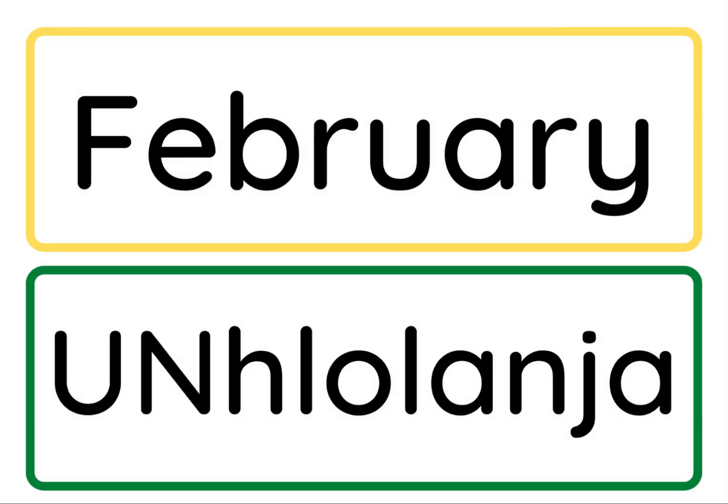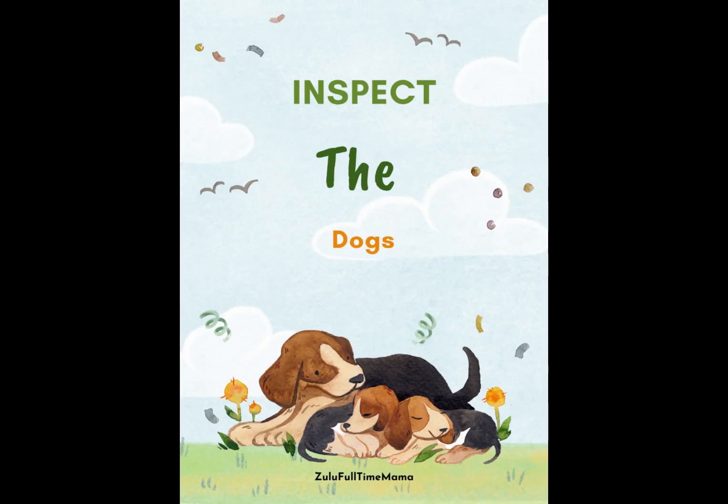February is uNhlolanja, and that is inspecting dogs. This is when the dogs begin mating and the owners start inspecting which dogs are ready. So February is uNhlolanja. Inja is dog.